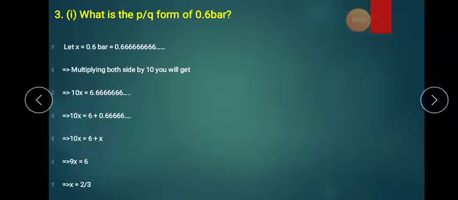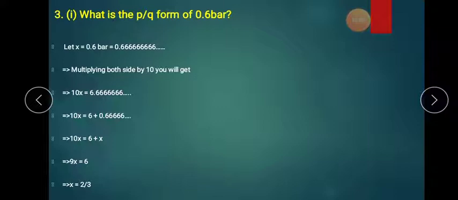What is the reason for multiplying 10 on both sides? Because the bar is only on 6. Got it clear? Suppose the bar is on 2 digits. Suppose 0.67 bar. Then we'll not multiply with 10, we'll multiply with 100 on both sides.